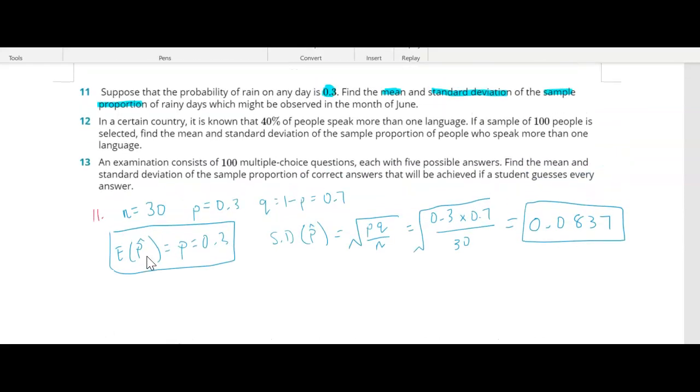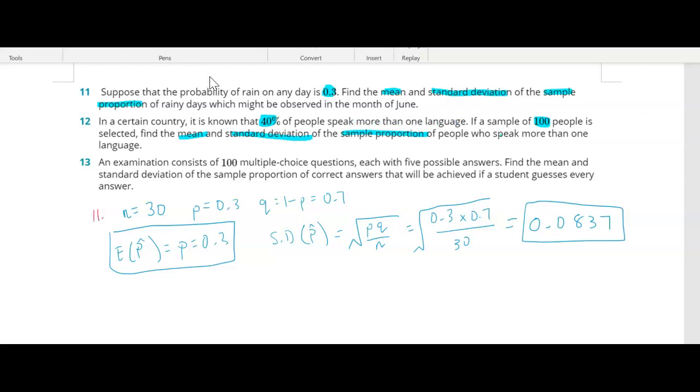All right, for questions 12 and 13, let's just talk them through, but you use the same formulas. Okay, so in a certain country, it's known that 40% of people speak more than one language. If a sample of 100 people is selected, find the mean and standard deviation of the sample proportion who speak more than one language. So it's just our variable, more than one language. We're not doing greater than or equal to 1.